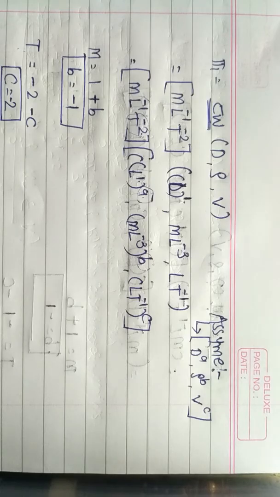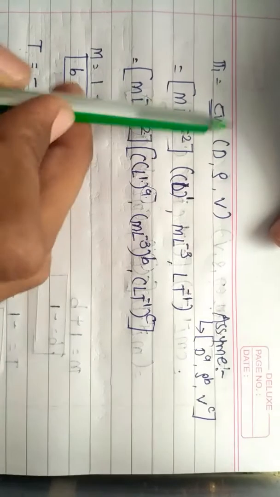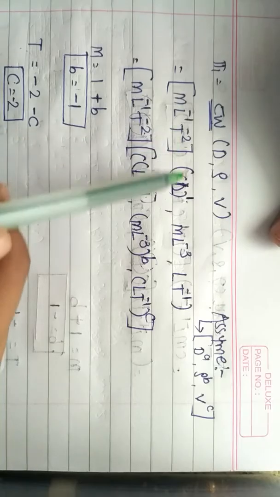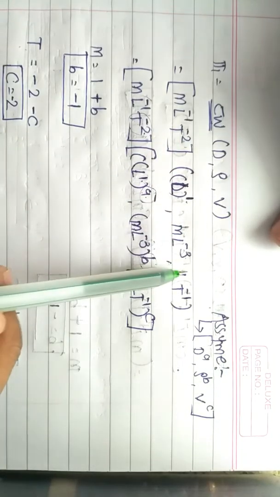So in that, instead of this, we have to convert into the MLT form. Tau equals to M L^-1 T^-2, L^1, M L^-3, and T^-1. Okay, so instead of this, we have to write down this: M L^-1 T^-2, L^1, M L^-3, L T^-1.